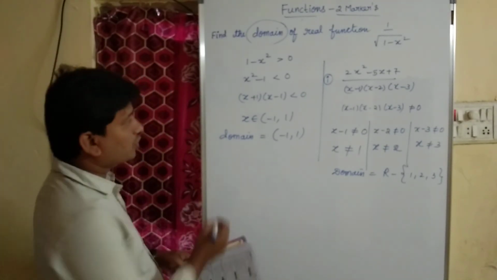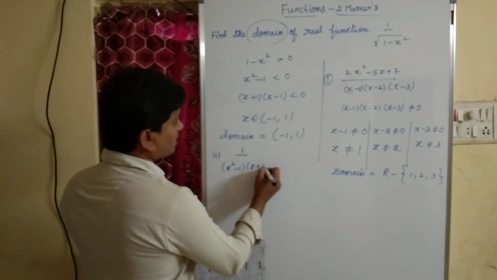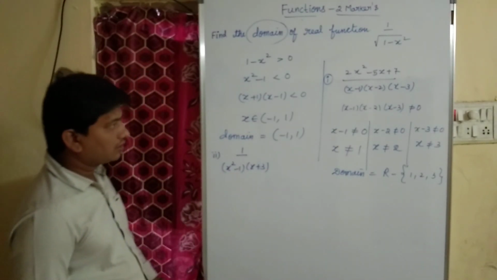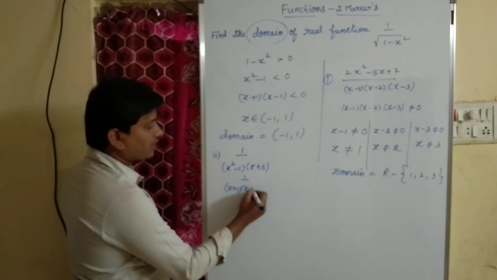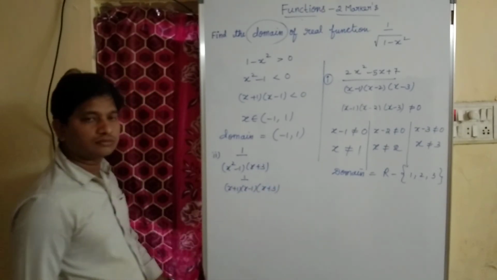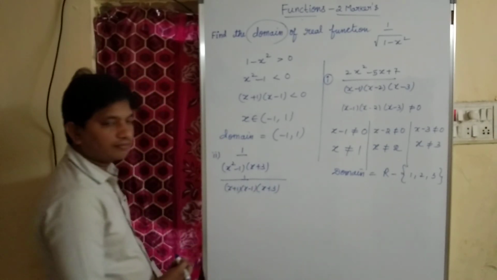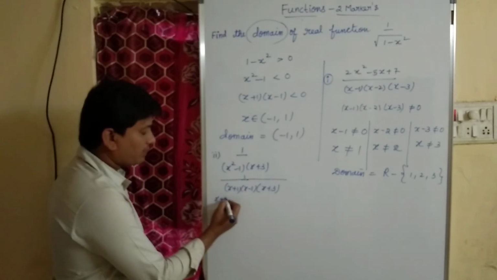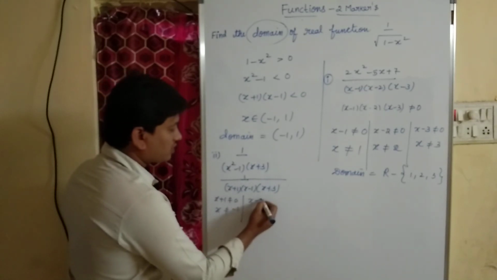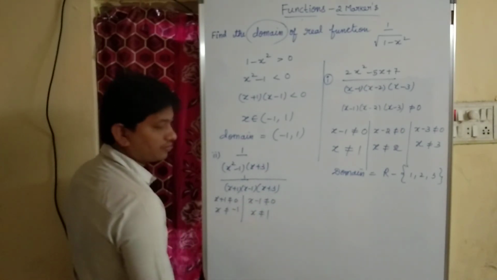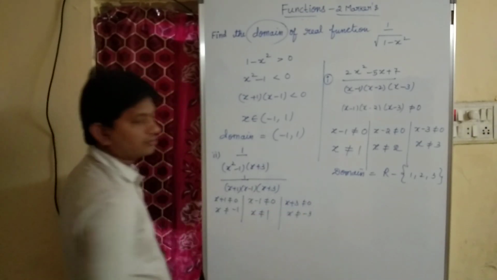For example, the same method, let me explain one more question. 1 by (x square minus 1)(x plus 3). Here we have x square minus 1, which I can write as (x plus 1)(x minus 1), so the denominator is (x plus 1)(x minus 1)(x plus 3). So x plus 1 must be not equal to 0, I mean x is not equal to minus 1. Second, x minus 1 is not equal to 0, then x is not equal to 1. Third, x plus 3 is not equal to 0, then x is not equal to minus 3.